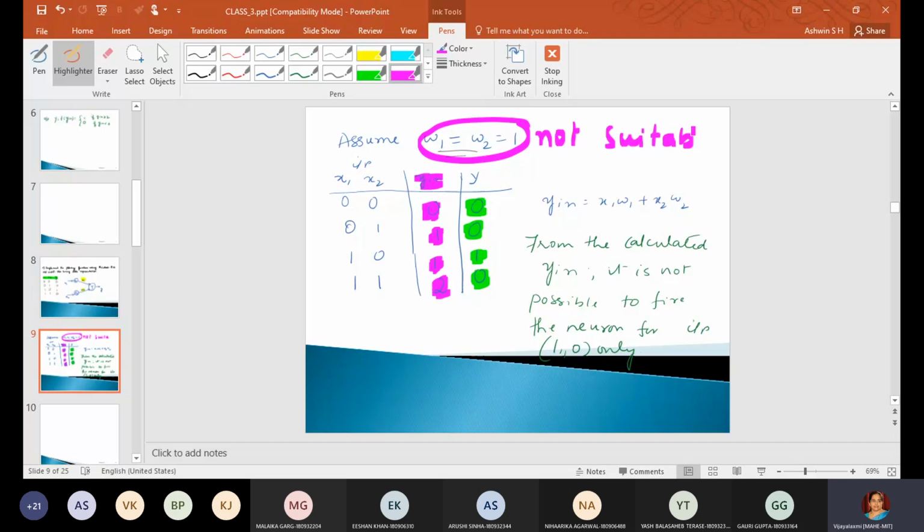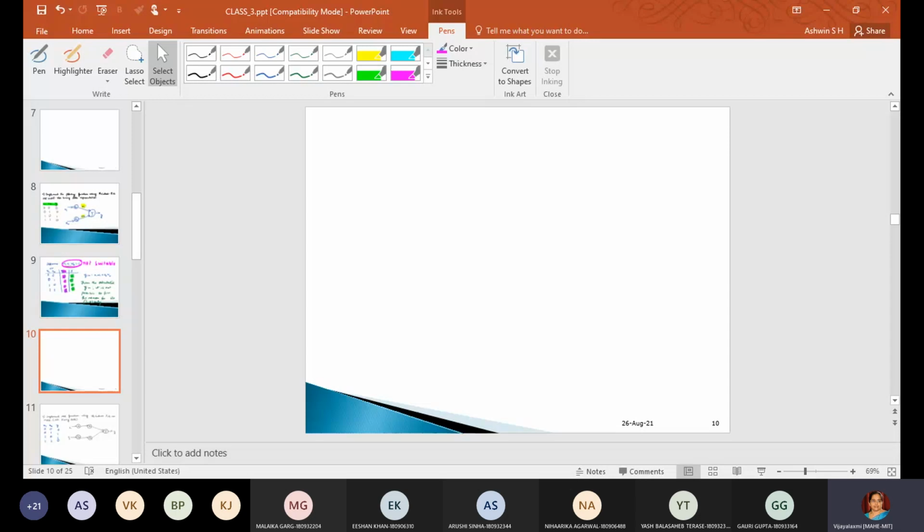So let us go ahead. Now what I will do, I will assume a 1 plus and 1 minus. Randomly I will take W1 to be 1, which is excitatory, and the other inhibitory, I will take minus 1. Again for the different inputs, I have 0 0, 0 1, 1 0, 1 1, and the target y 0, 0, 1, 0. Let me calculate y in, you can also do it. Just calculate y in. Can you tell?